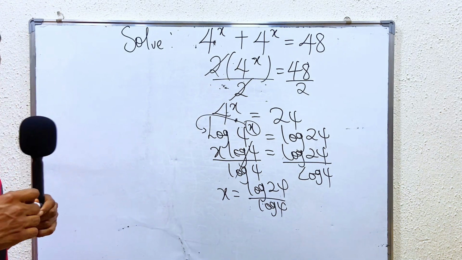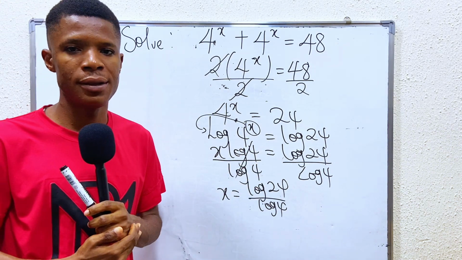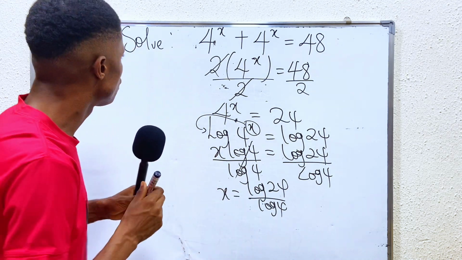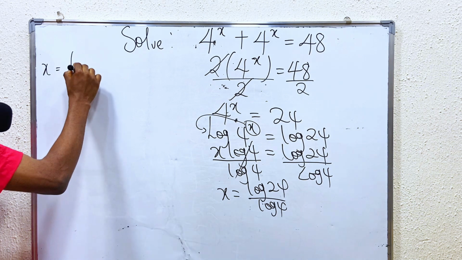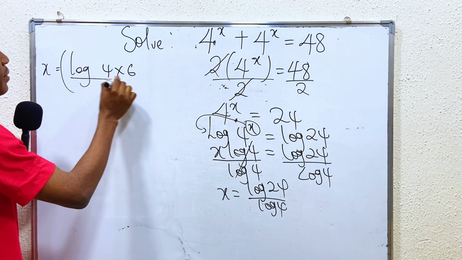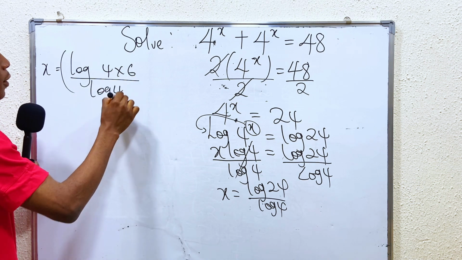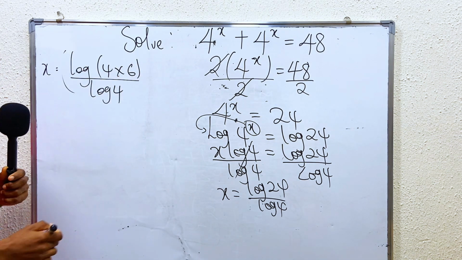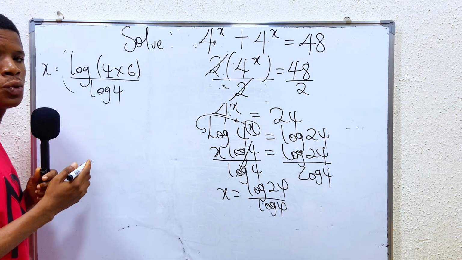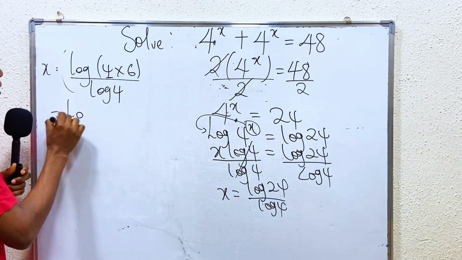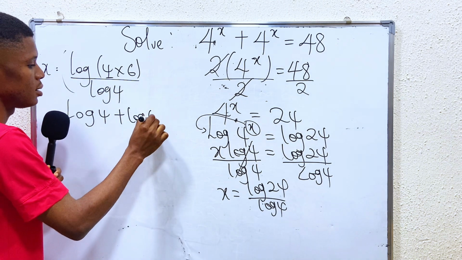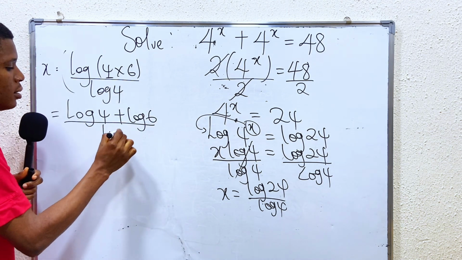So our goal now is to simplify the term we have already. Remember, 24 can be seen as the product of 4 and 6. So we can now write x to be equal to log of 4 times 6, then divided by log 4. Okay? So if you have this, you can now see once we are multiplying in the same base, we are free to separate the log. So we have it that this is equals to log 4 plus log 6 divided by log 4.